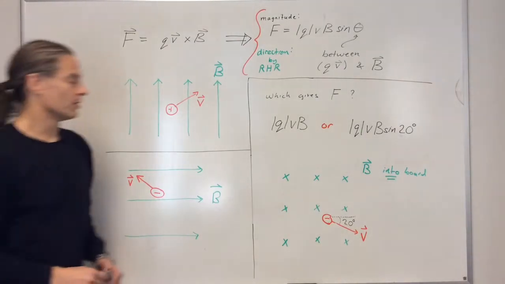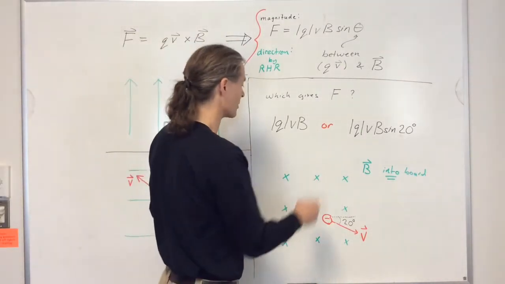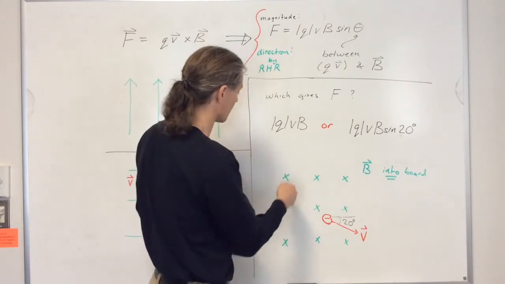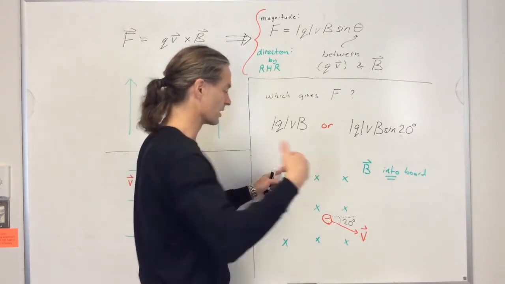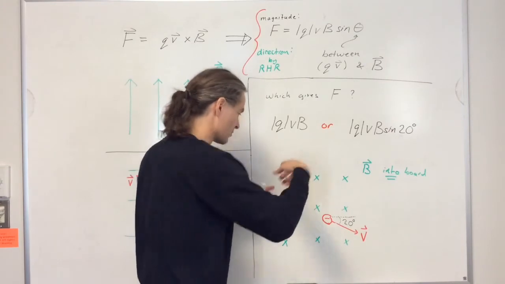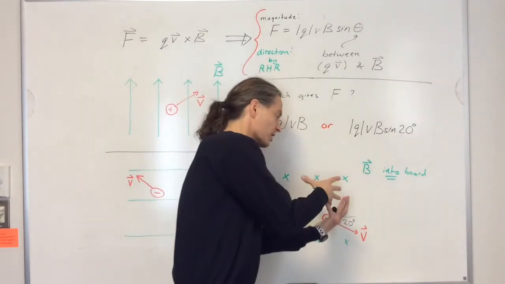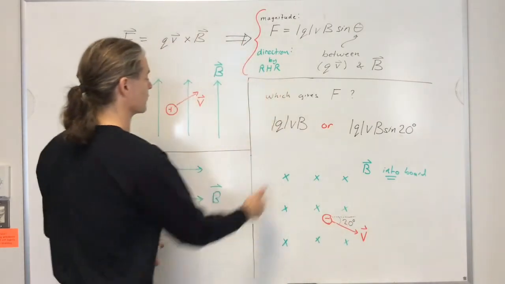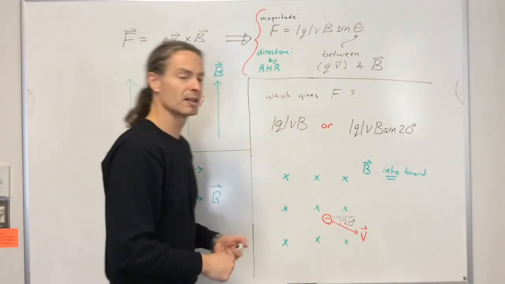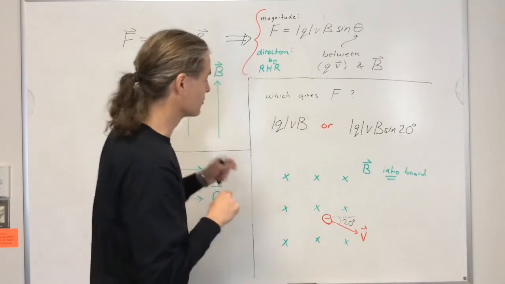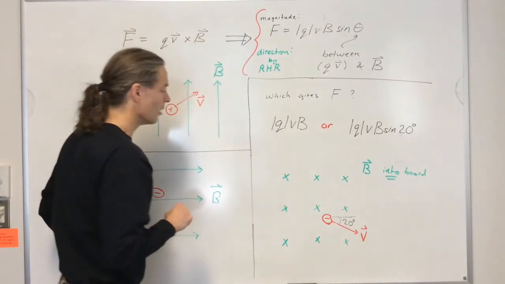One last example. Now these X's are going to represent a magnetic field into the board. So imagine that each of these X's is really a line. Whoosh, magnetic field this way, magnetic field that way, magnetic field that way. Magnetic field is pointing into the board. And this is just a way of representing that. If you want to represent a magnetic field pointing out of the board, you'd have little dots.